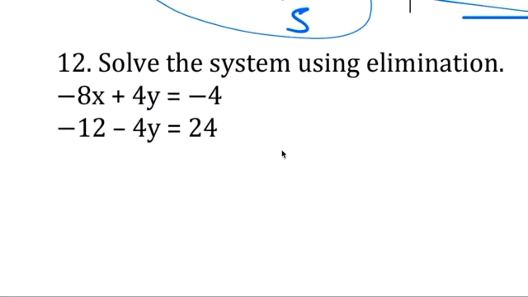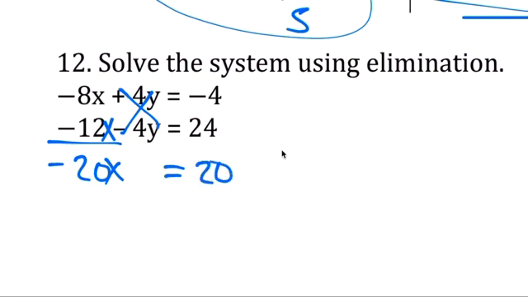Solve by using elimination. I forgot the x here, guys. There should be an x there. Okay, that's a negative 20x. And divide by negative 20. X equals 1.